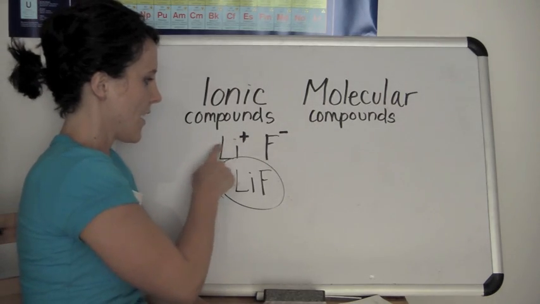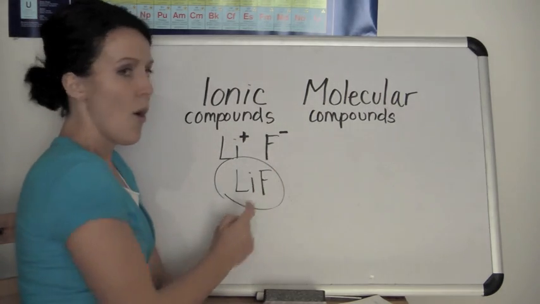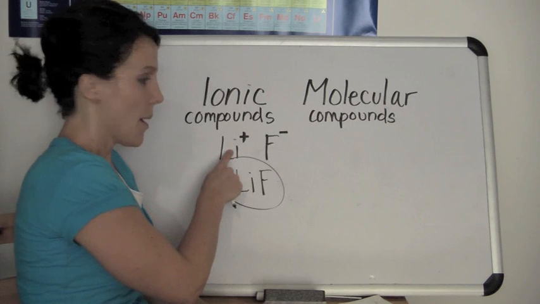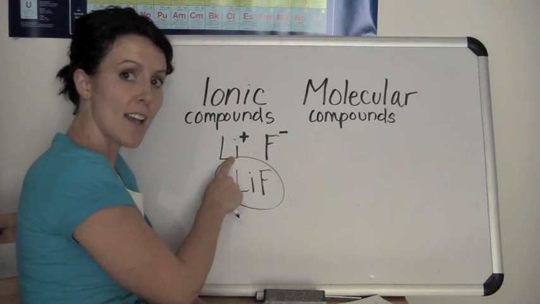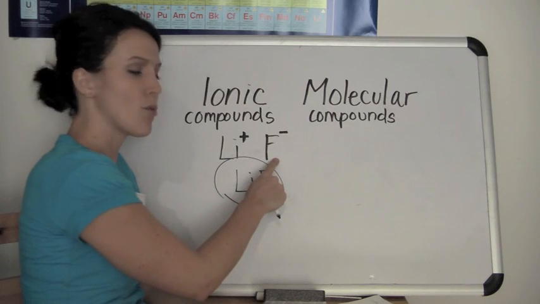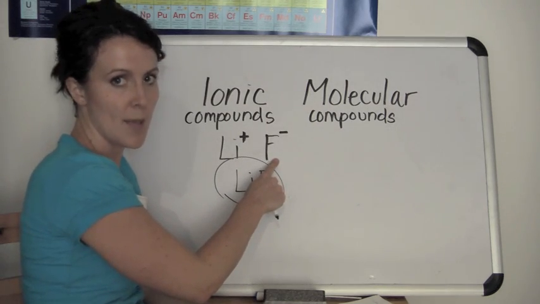It is a cation plus an anion. You can also think of it as a metal plus a nonmetal, or a left side element plus a right side element on the periodic table.